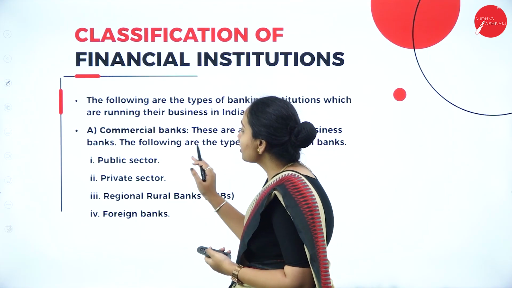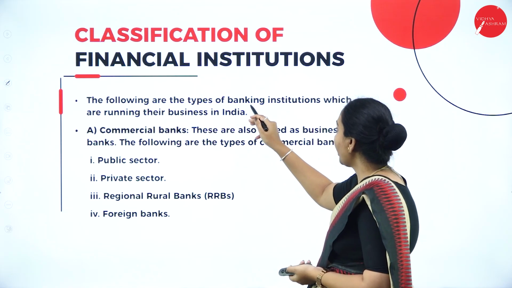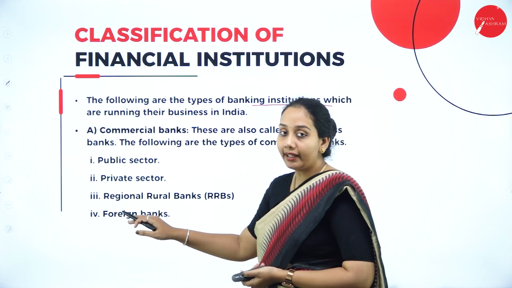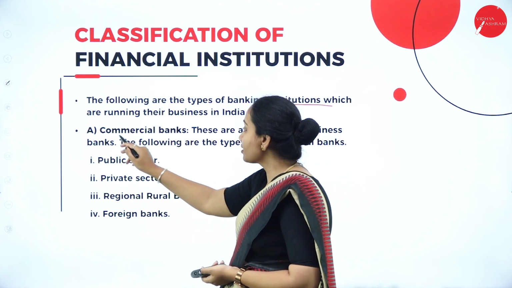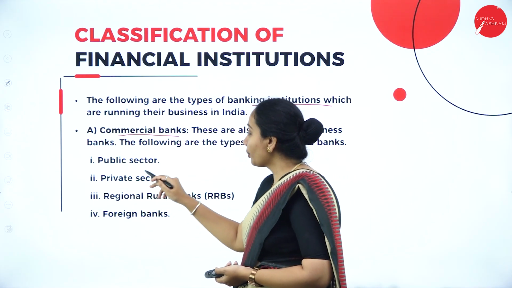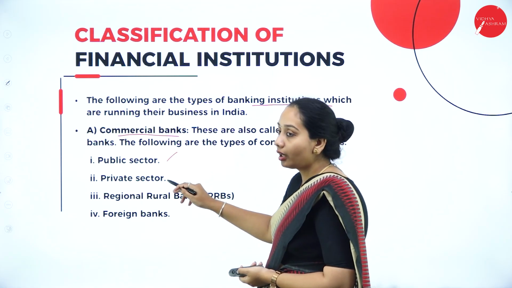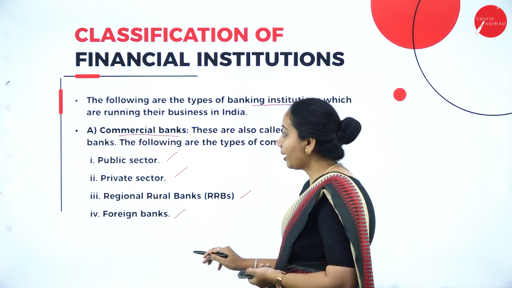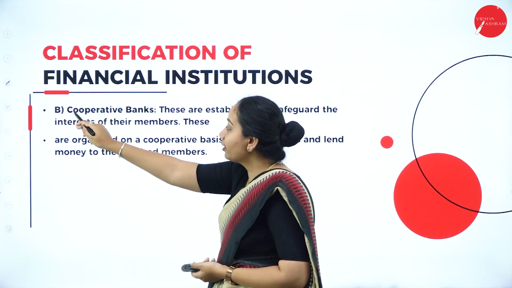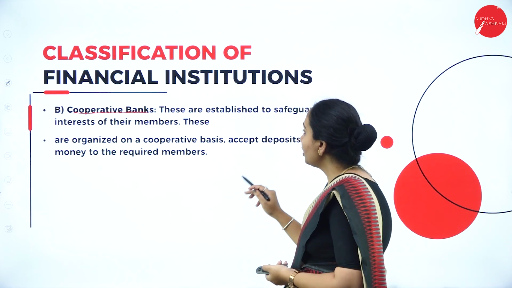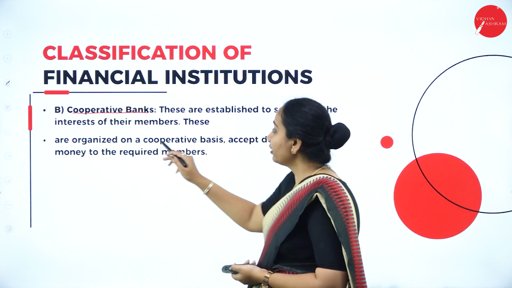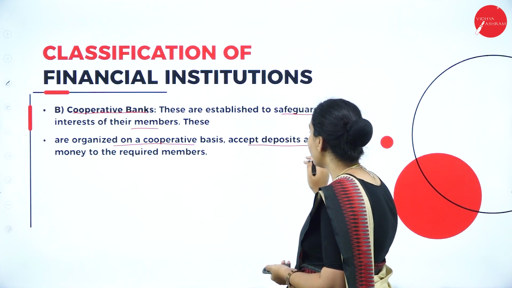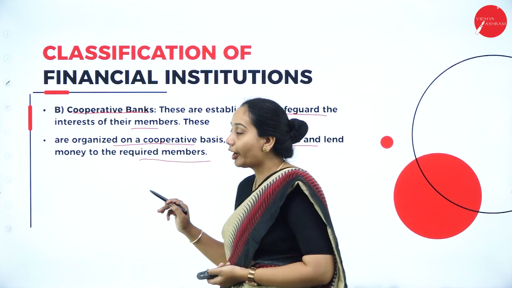Next, the following are the types of banking institutions which are running in the business. First is the commercial bank. Under commercial banks, we have public sector banks, private sector banks, regional rural banks and foreign banks. One more type is cooperative banks. These banks are established for safeguarding the interest of the members. They are organized on a cooperative basis, accept deposits and lend money to the required members.